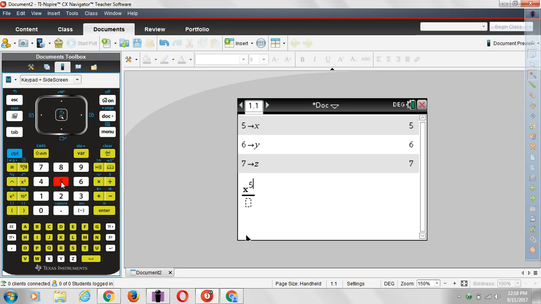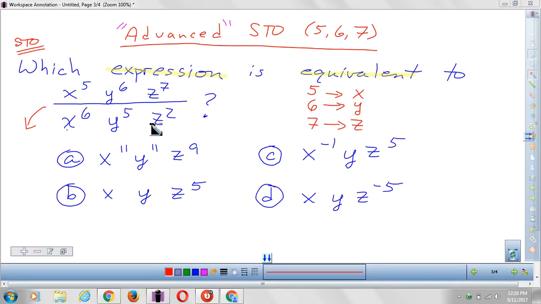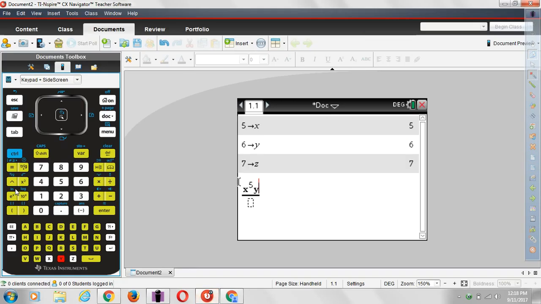X to the 5th. Now, look, I'm still up here in the exponent. That's important to point out. If you keep typing right now, you would continue to be in the exponent, and you don't want that. So push right to get out of there. I forgot the expression. Y to the 6th. Get out of the exponent. Z to the 7th. Okay, get out of the exponent.